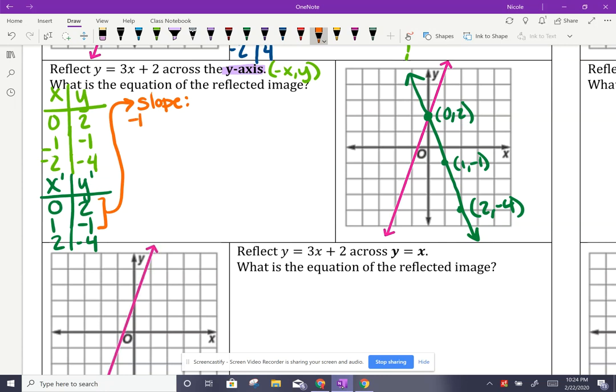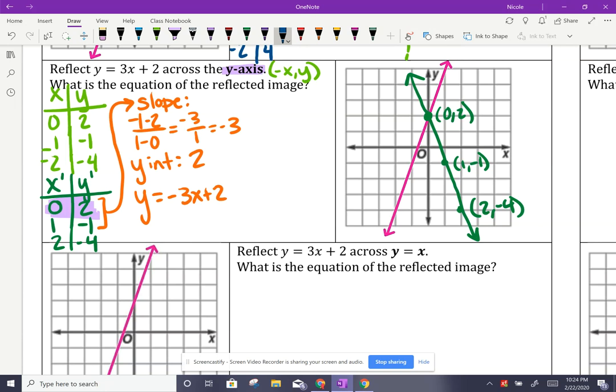So the change in y, negative 1 minus 2 over 1 minus 0. So it's negative 3 over 1. So negative 3 is our slope. And then we need to find the y-intercept. Again, the y-intercept occurs anytime x is equal to 0. So our y-intercept is happening at 2. So our new equation says y equals negative 3x plus 2.